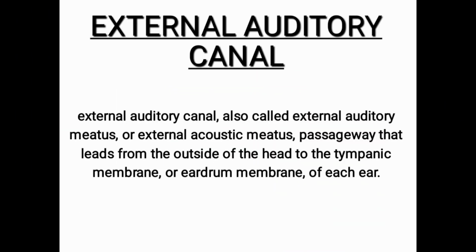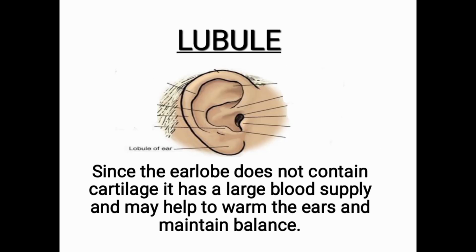Parts of the ear. External ear. External auditory canal, also called external auditory meatus or external acoustic meatus. It is the passageway that leads from the outside of the head to the tympanic membrane, or eardrum membrane, of each ear.